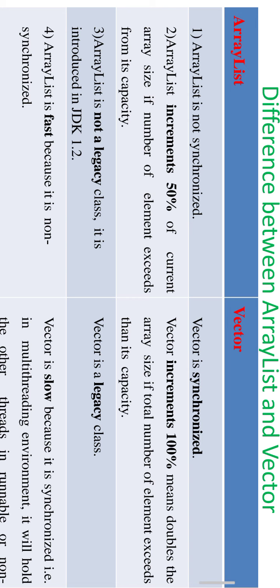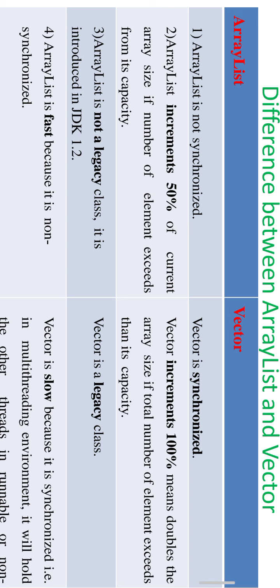Like this, the first difference is that array list is not synchronized, vector is synchronized. The second difference is that array list increments 50% of the current size if the number of elements exceeds its capacity, while vector increments 100%. The third difference is that array list is not a legacy class. It was introduced in JDK 1.2. Vector is a legacy class.